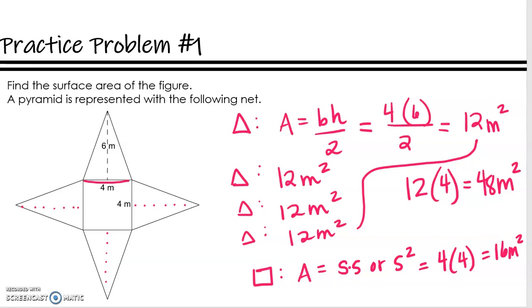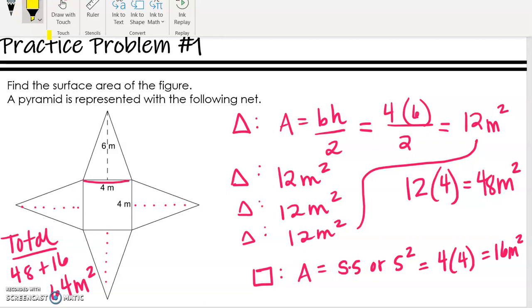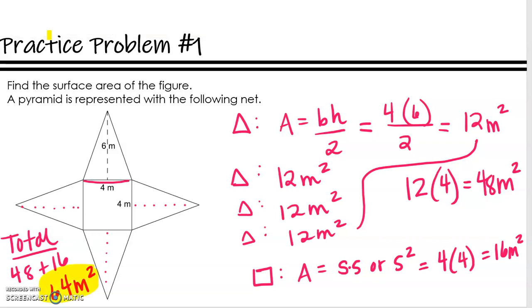My final total surface area is going to be 48 plus 16, and that is going to give me 64 m squared as my final answer for my total surface area.